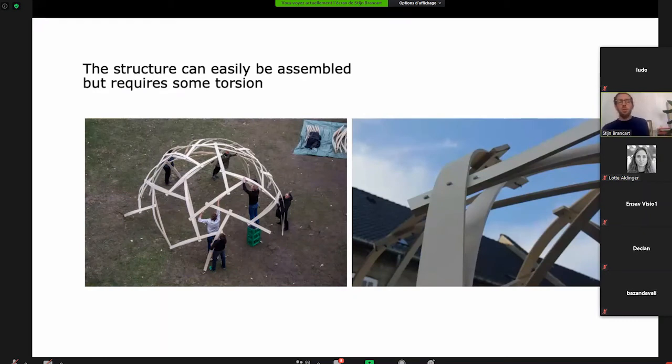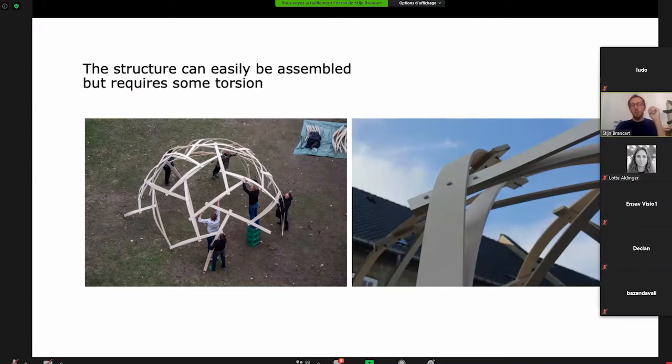We didn't have a lot of tools. We weren't very well prepared, but actually we didn't need them. We needed quite a lot of hands to push and pull to keep everything together, but we could have pulled everything quite simply together without any problems. So as I said, the components are pre-curved, pre-bent, so it makes it easier on site.